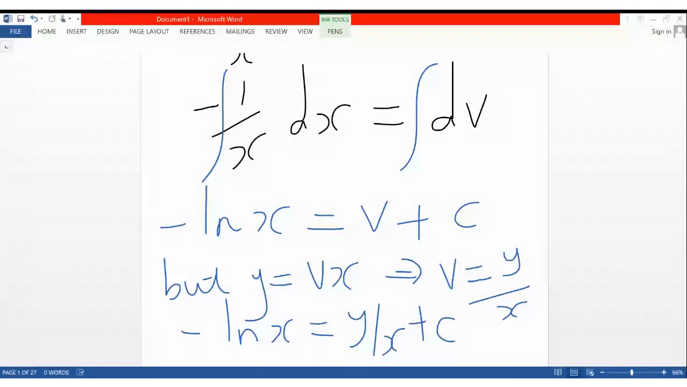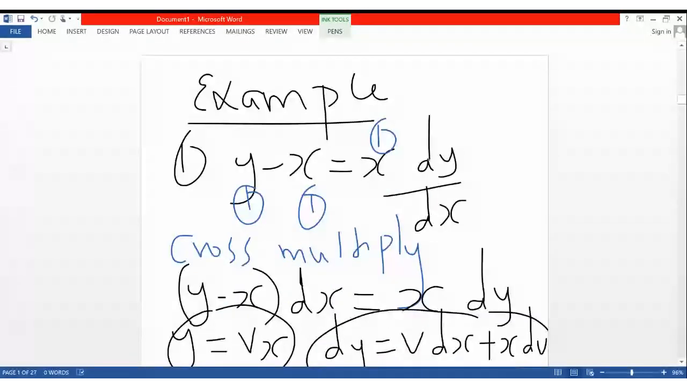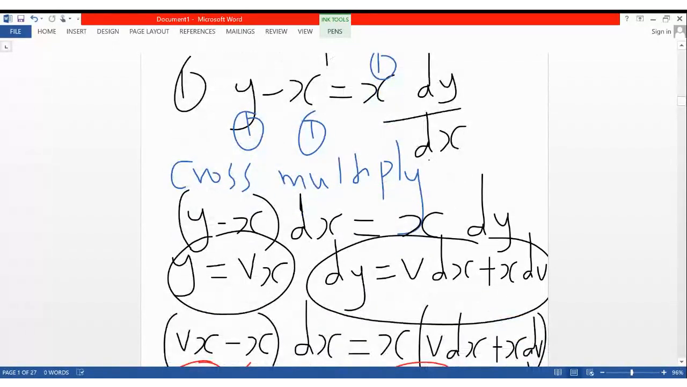So let me just repeat again. If I go back, this is the example we had: y minus x is equal to, it is homogeneous, y is of power 1, x is of power 1, and another x is of power 1. So I said we cross multiply to bring the dx to the numerator. So we have y minus x times dx is equal to x dy.